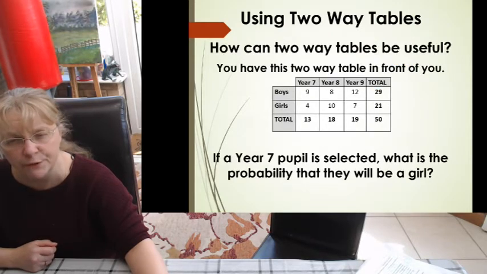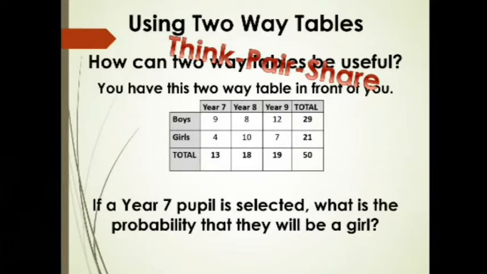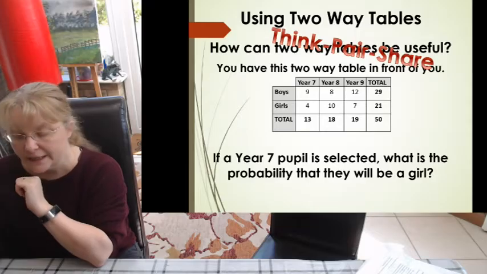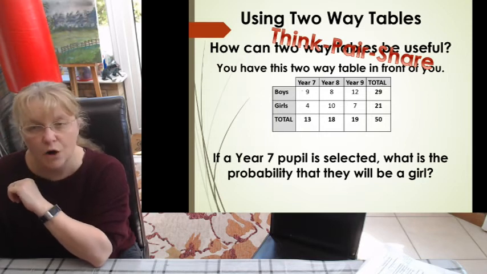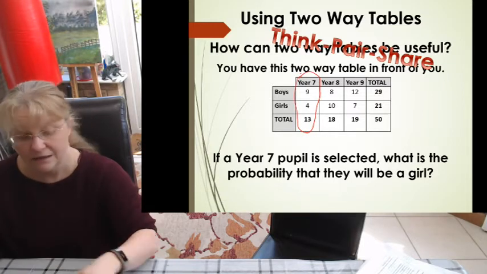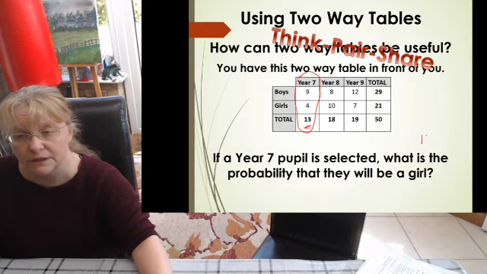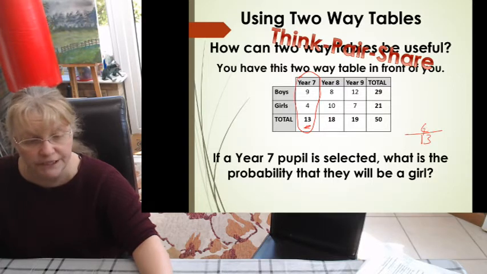If a year 7 pupil is selected, what is the probability that it will be a girl? Have a think. Okay, this one is slightly trickier because we're only talking about year 7. Hopefully you noticed that. So, when we're doing the probability, the bottom of the probability would be 13. And as we're talking about a girl, the girl is 4. So it would be 4/13.